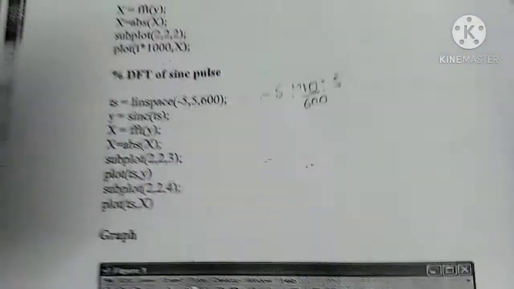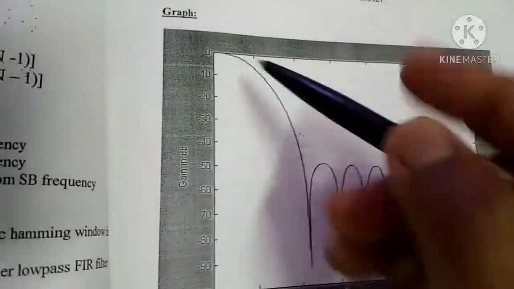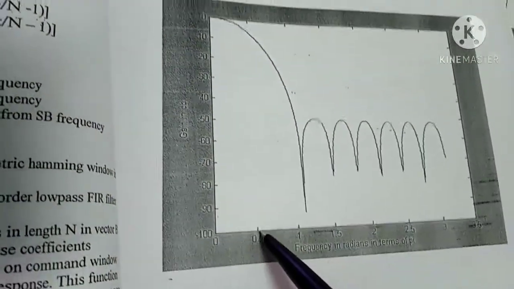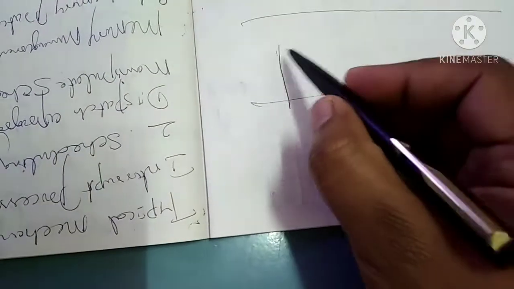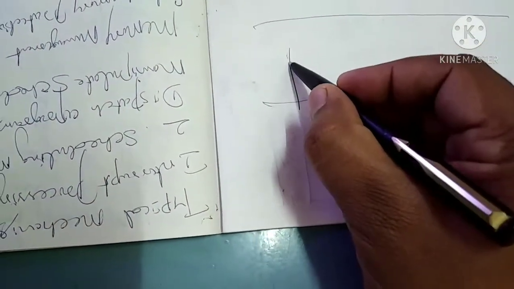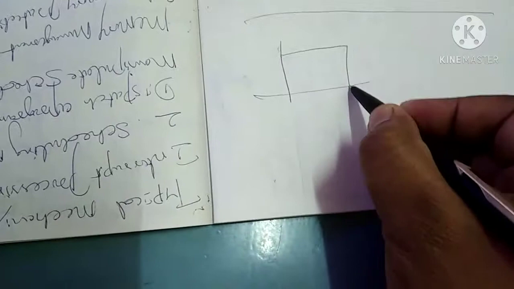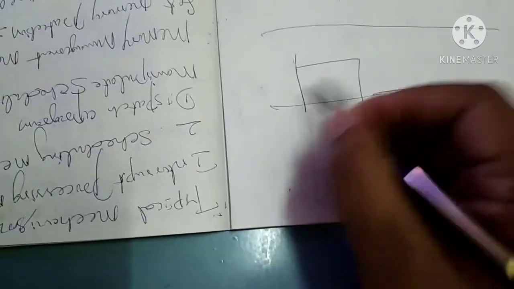Pass band means the frequency up to which our signal should be allowed. Somewhere, this is the frequency. If I take a low pass filter, so this is my low pass filter. What does a low pass filter indicate? It will allow the signal up to some frequency, and after that frequency it will not allow.